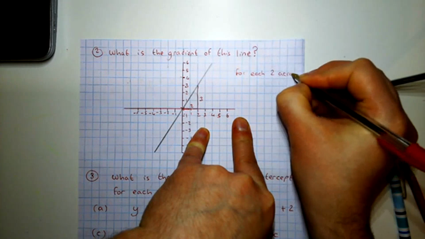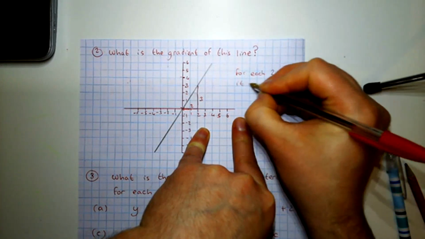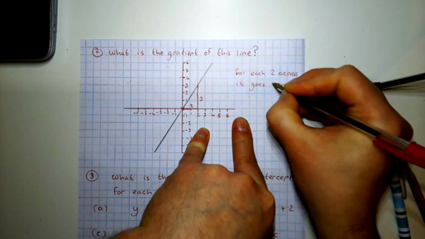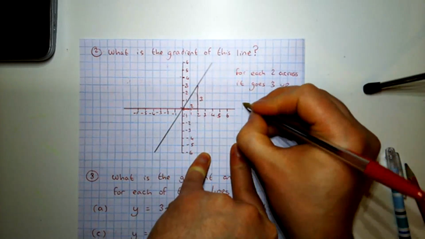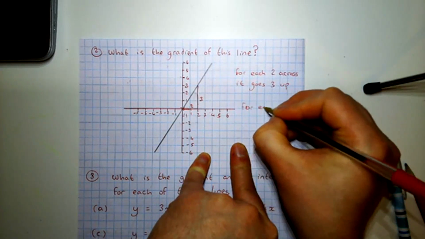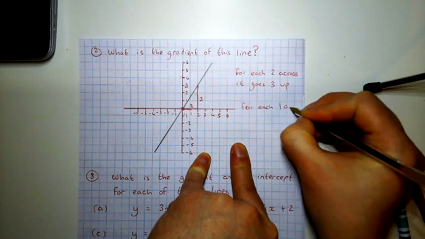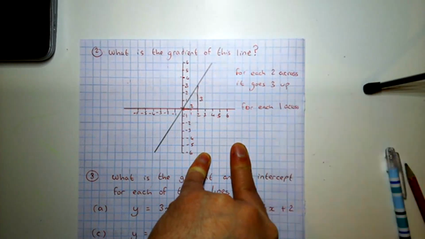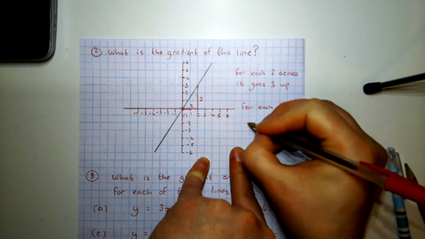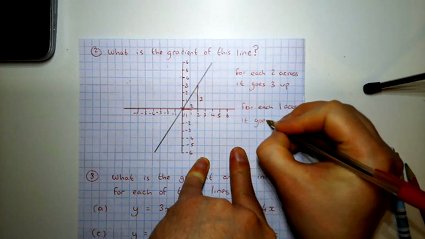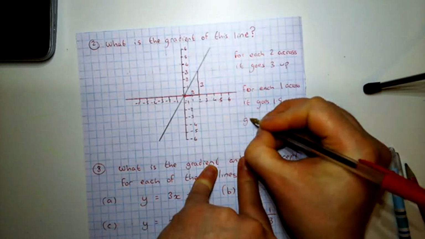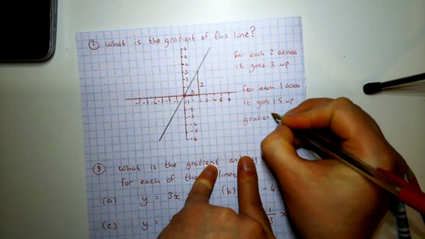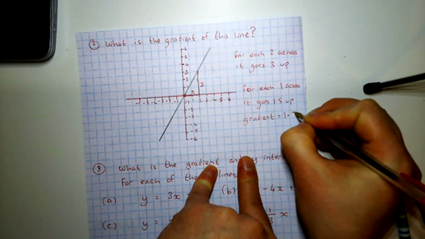That means for each 2 across, it goes 3 up. So if we scale that down, that means for each 1 across, half as much, it's going to be going up 1.5. That means the gradient equals 1.5.